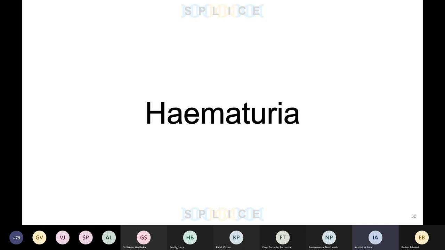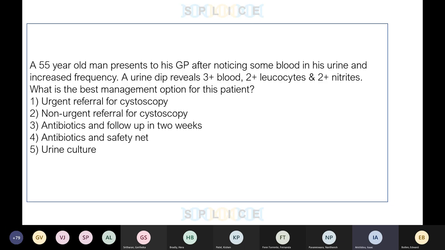All right, so move on to the next case, which is hematuria. So another SBA.